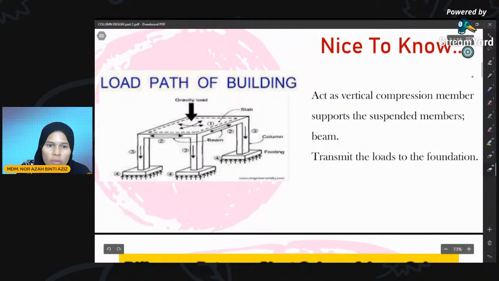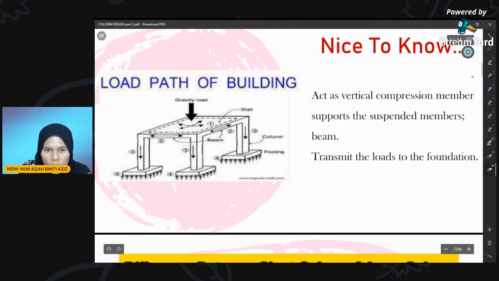Here are the load paths of a building. As you can see here, the top one is a slab, the slab floor, lantai. The slab will distribute its load to the beam. Then the beam will distribute load to the column. Here the column, as a vertical compression member which supports the beam, will transmit the load to the foundation.